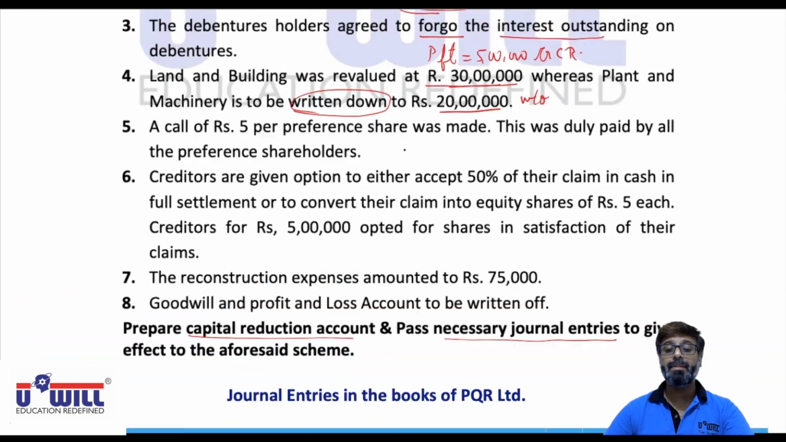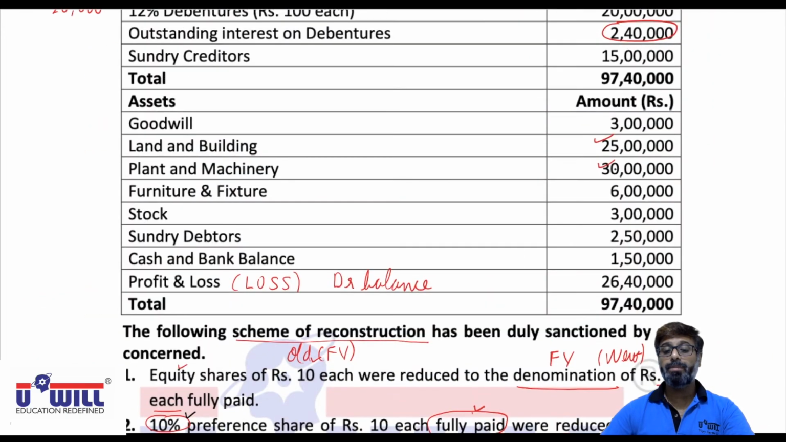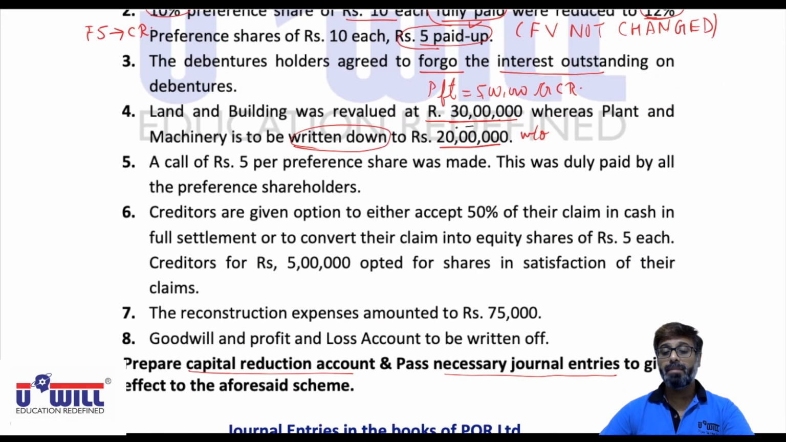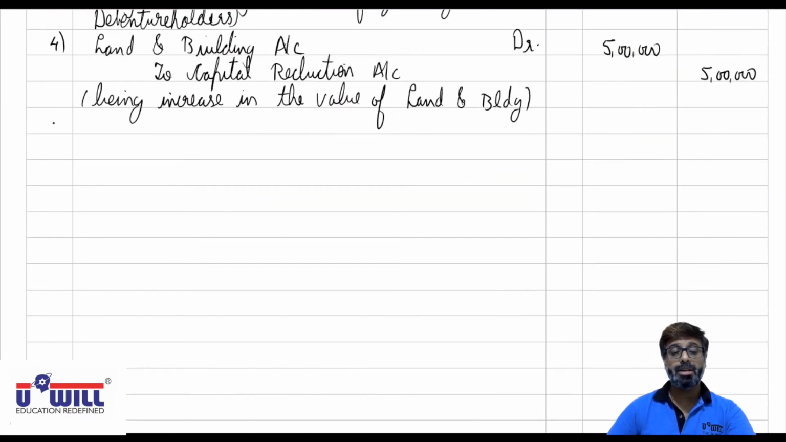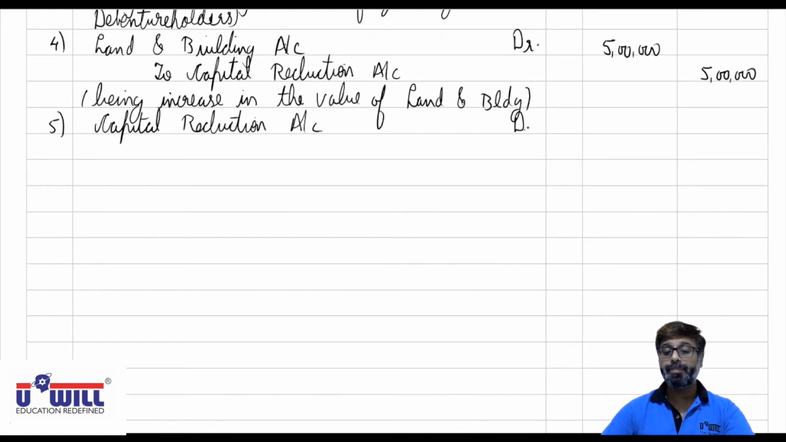Now next, plant and machinery from 30 lakhs has gone down to 20 lakhs. Means we have to write off 10 lakhs. For that the entry will utilize capital reduction. So capital reduction account debit to plant and machinery account 10 lakhs. Okay, capital reduction account debit to plant and machinery account 10 lakhs.